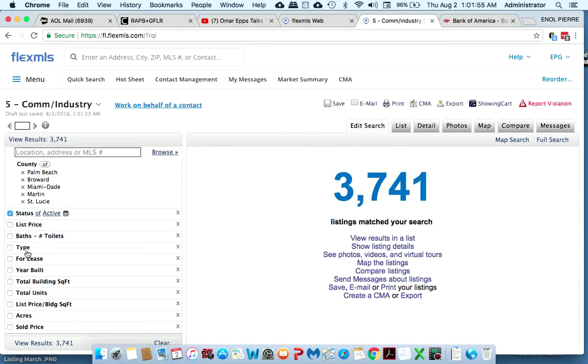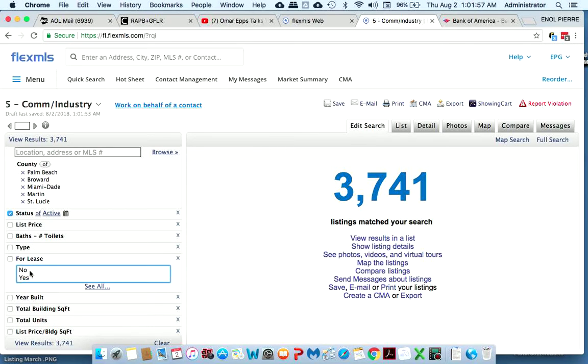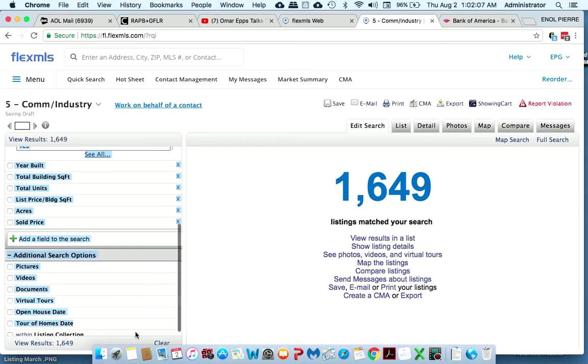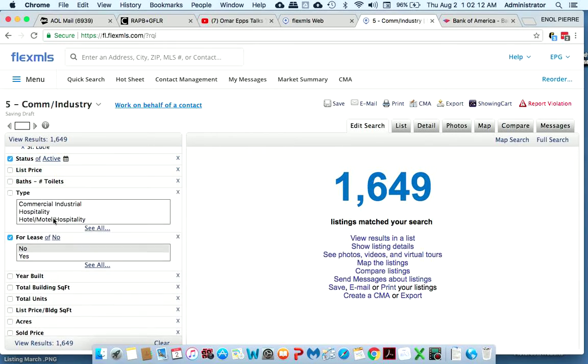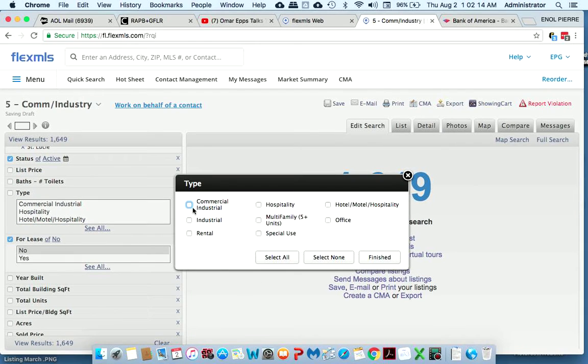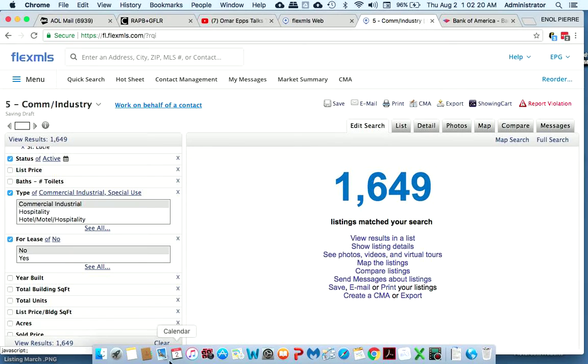The very first thing that I look for, we're not looking for any leases, we're looking for purchases. So we're going to say no to leases. We're going to narrow it down. There's a type area. Where's the type? There it is. So we know for sure I have clients that are looking for this right here. And I'm going to click finished.